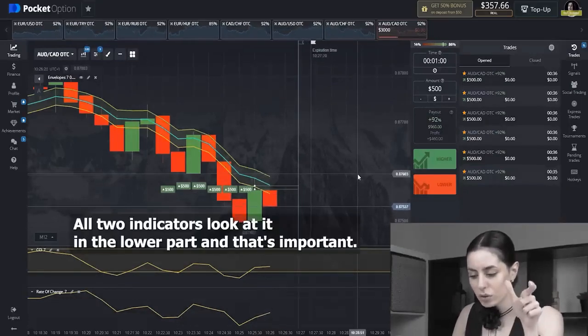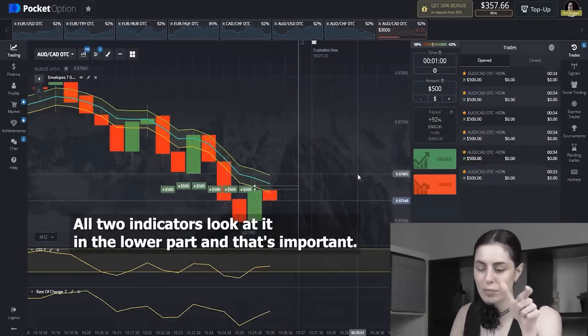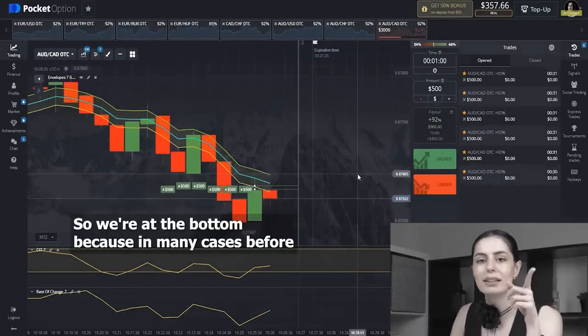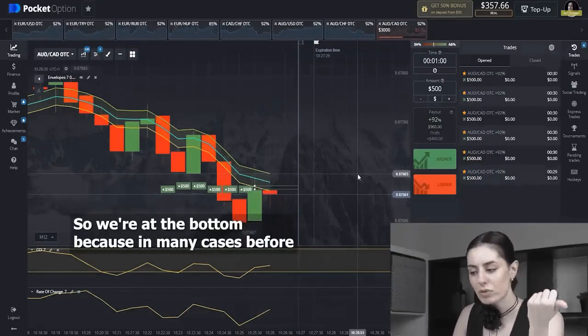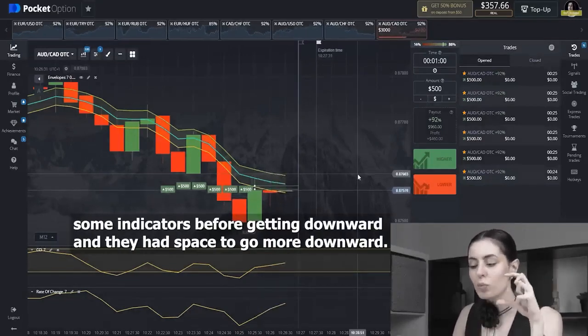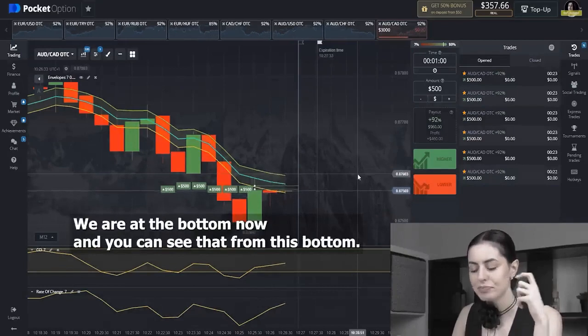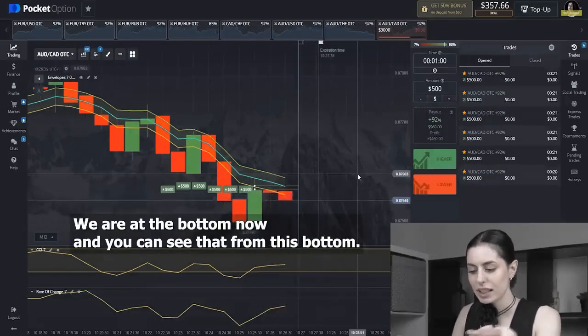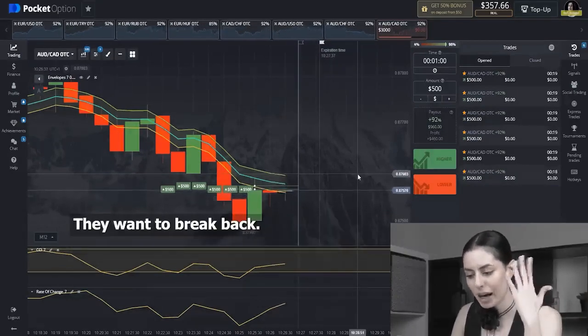Here, both indicators are located in the lower part, and that's important. So we are at the bottom, because in many cases before, some indicators were getting downward and they had space to go more downward. We are at the bottom now. And you may see that from this bottom, they want to break back.